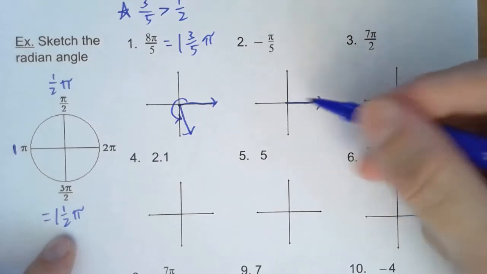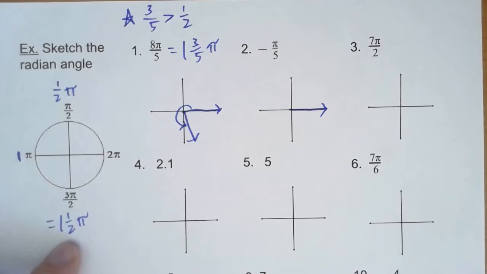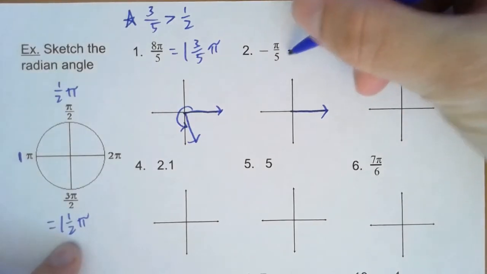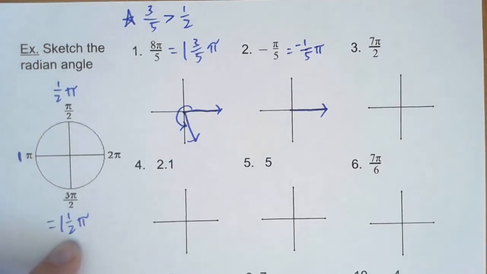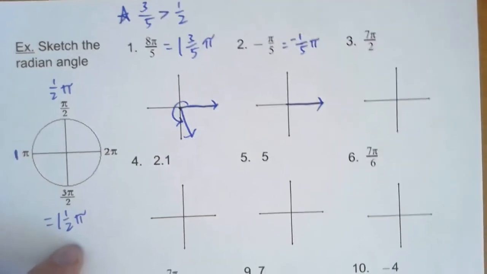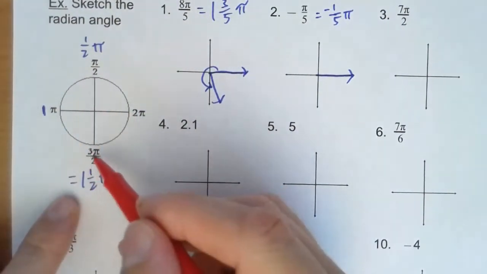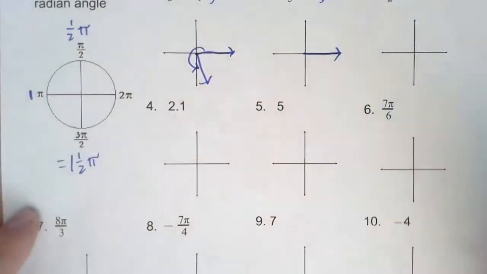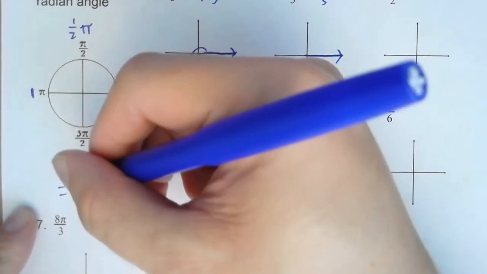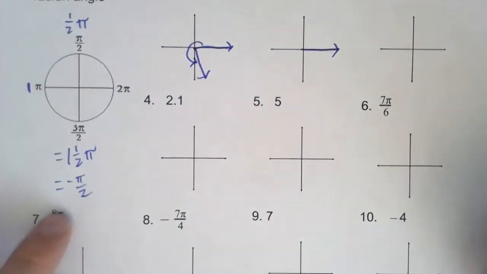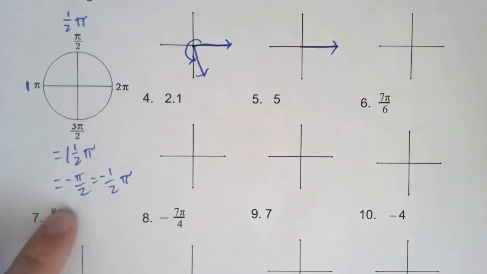Okay. So we're going to start here, rotate backwards. Well, we're just rotating pi over 5. That's just like 1/5. This is negative 1/5 of a pi. Well, negative 1/5 pi, that's not very much, right? So just like we did with degrees, where we said that 270 would be the same thing as negative 90, we can say that this right here would be negative pi over 2, or negative 1/2 of a pi.